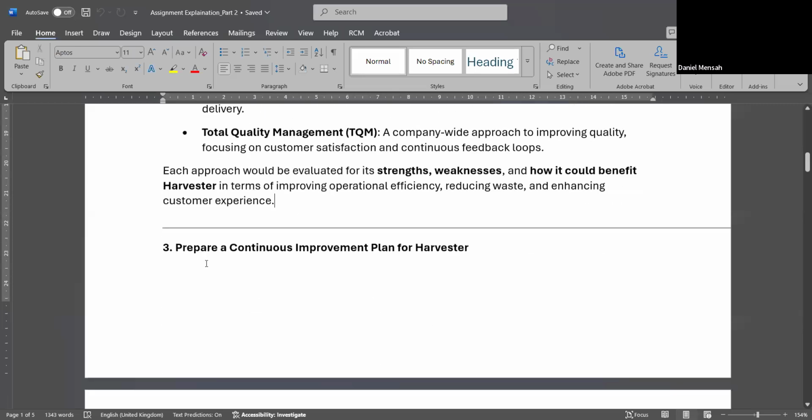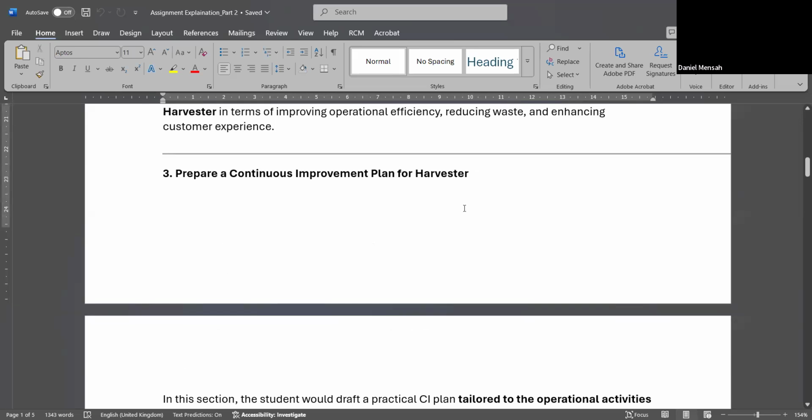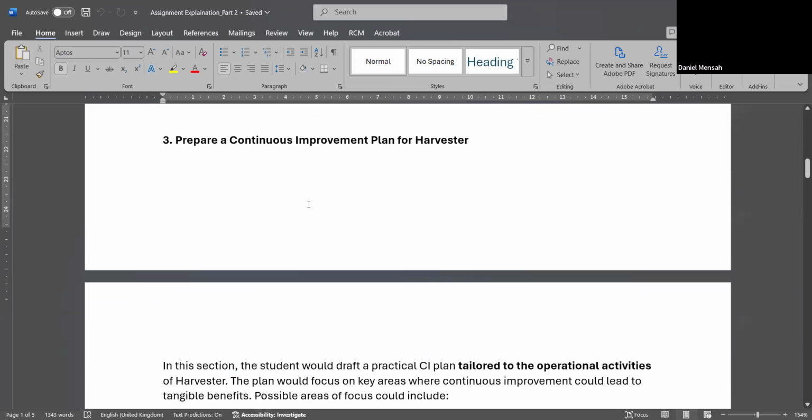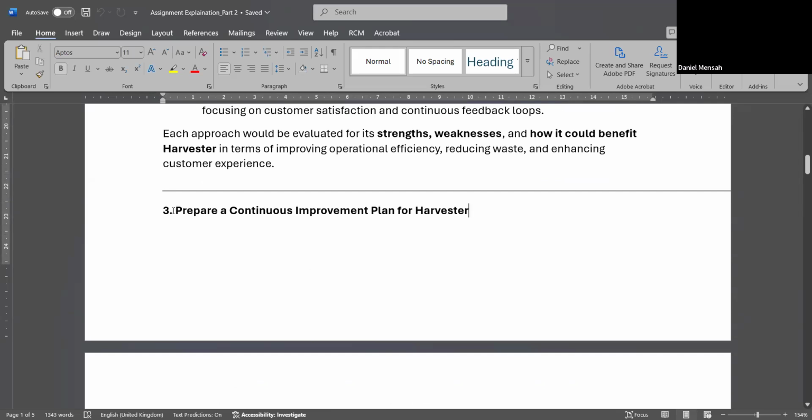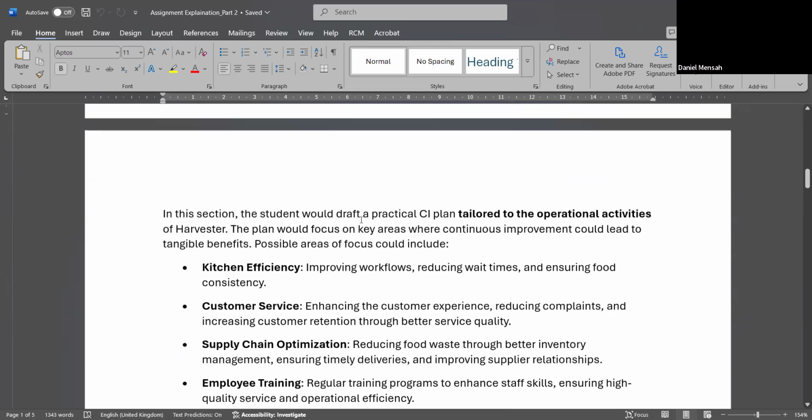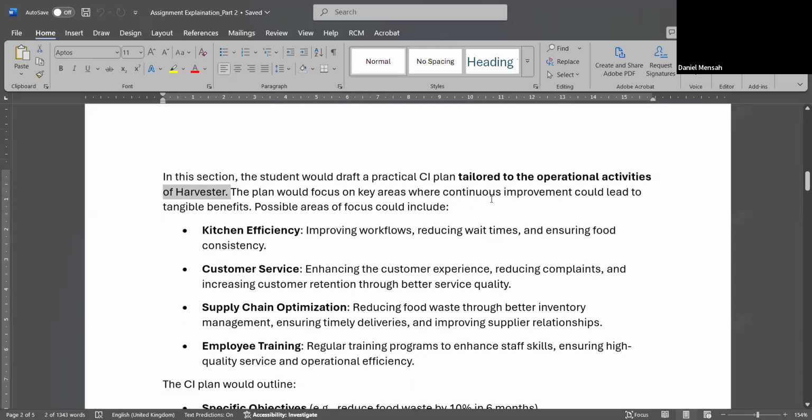Okay, going to prepare a continuous improvement plan for Harvester. This is learning outcome number 3. So for task 3, you are going to prepare a continuous improvement plan. You will draft a practical CI plan. CI means continuous improvement. So you are going to prepare a practical CI plan tailored to the operational activities of Harvester. Okay. So it should focus on the key areas where continuous improvement could lead to tangible benefit.